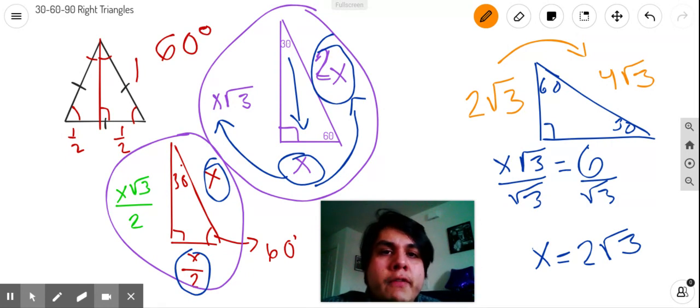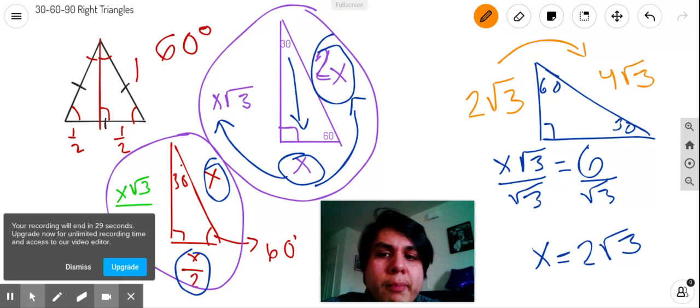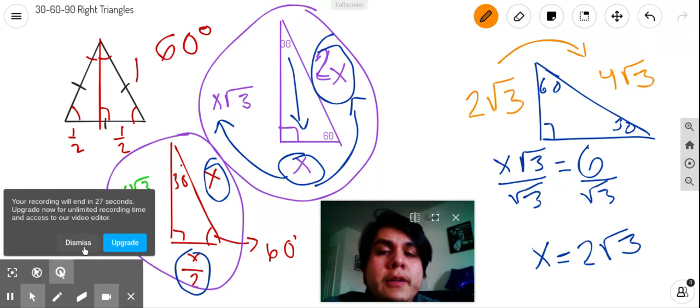It's just a matter of knowing and recognizing that you have the pattern so you can use it. Hope it helps.